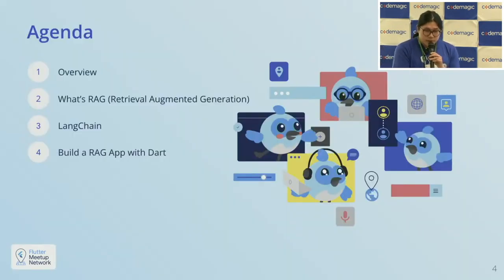My presentation is divided into 4 main sections. First, we look at LLMs, and the challenges LLMs have. Second, I'll talk about what RAG is. Next, we take a quick look at LangChain. Finally, I will show you how to create a RAG app using Dart and Flutter.